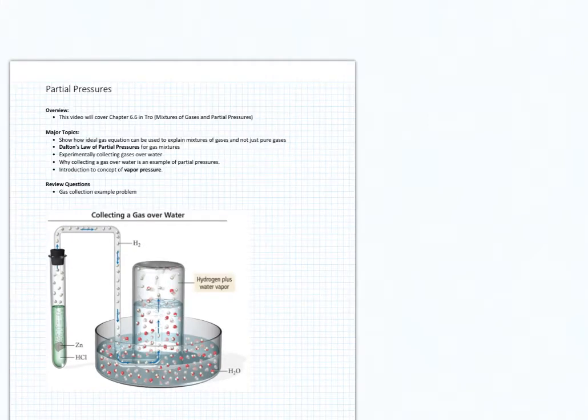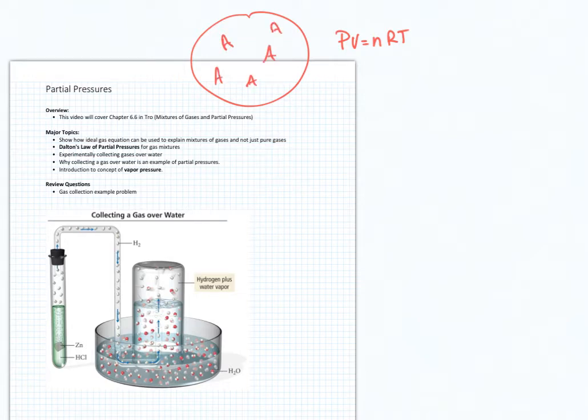So let's begin with PV equals nRT. This is our standard equation. This is the ideal gas equation. And let's pretend we have a mixture of gases. So suppose we have a container, and in this container we have gas A and gas B in some ratio. It doesn't actually matter what the ratio is. We could have a lot more B than A. We have some amount of A and some amount of B.